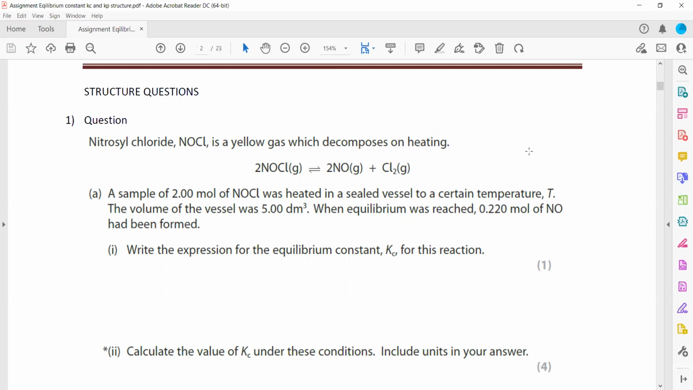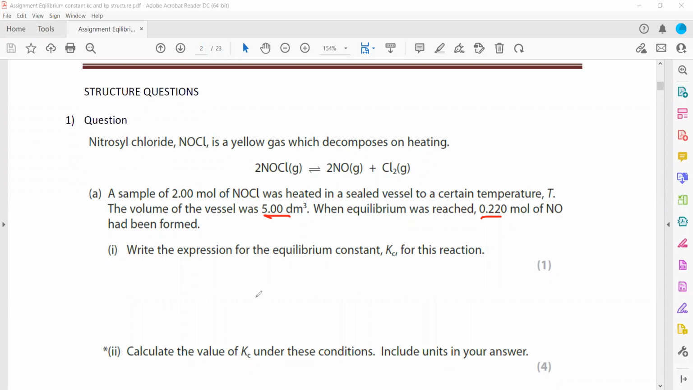A sample of 2 moles of NOCl was heated in a sealed vessel at a certain temperature T. The volume of the vessel was 5 decimeter cube. When the equilibrium reached, we have 0.22 moles of nitrogen monoxide. We have to write first the expression for Kc.